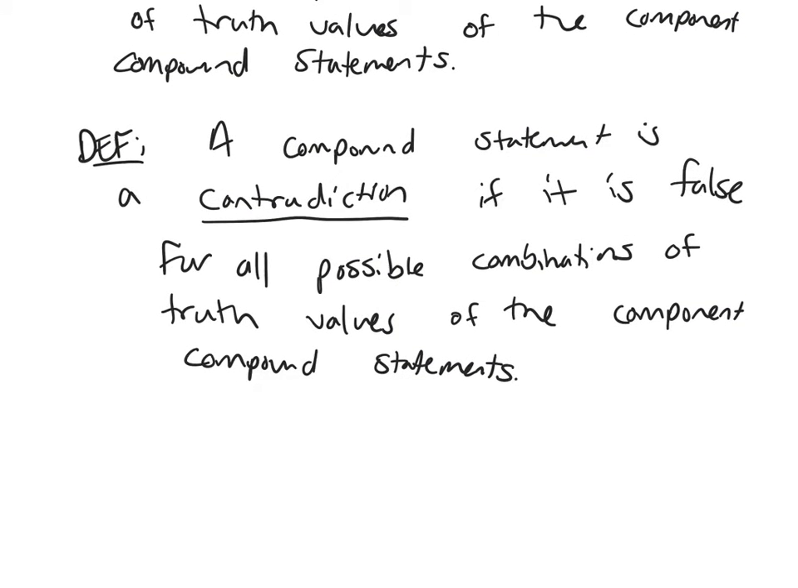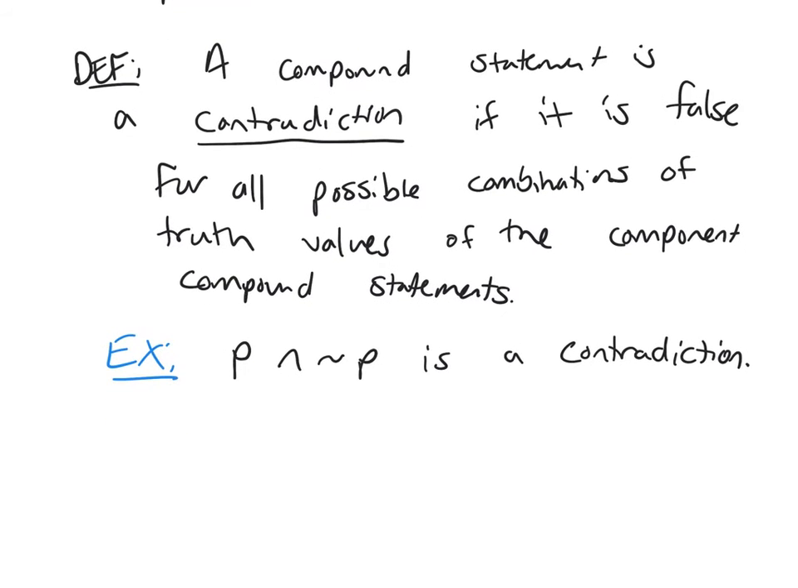I'll give you an example here of one that is a contradiction. P and not P is a contradiction. If you fill out the truth table for this statement, you would see that the column contains only false entries.